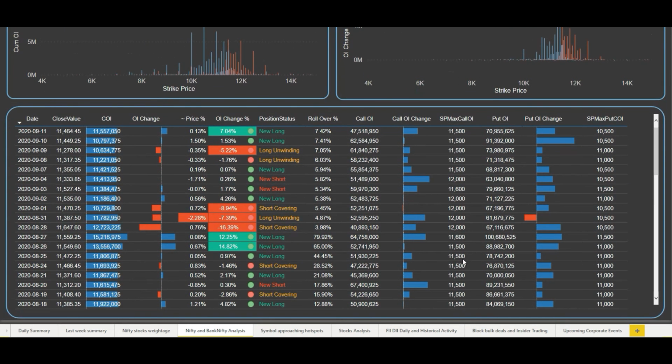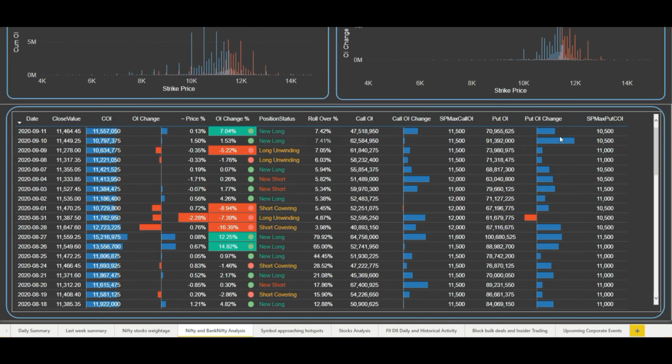Now moving to the last portion of this tab, that is the table, which is the more detailed data of the open interest on the futures as well as on the options. Here you can see I have sorted it on the date timestamp, so the last trading day is on the top. You can see 11th of September, which was yesterday, the Friday. The close value, the cumulative open interest as of the last trading date, which was also shown in the trend graph above, but we have also shown it here. Then the OI change on the last trading date, what the future OI change was, then the price, then the open interest change in percentage. So this is the absolute number, this is in percentage, and then comes the position status.